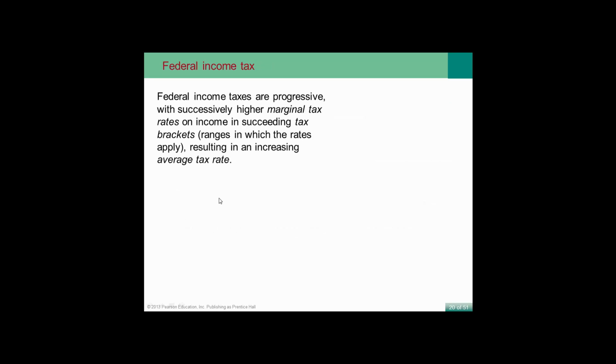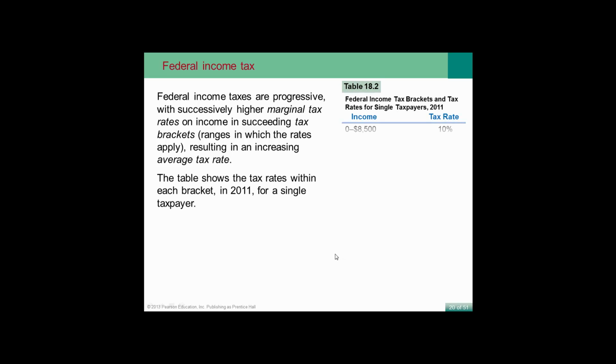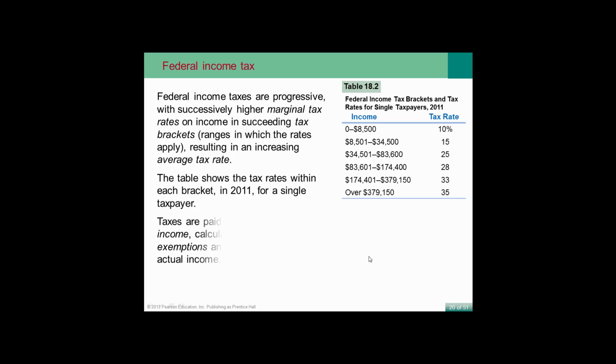Federal income taxes are progressive, with successively higher marginal tax rates on income that exceeds certain tax brackets. Next to this is the 2011 tax bracket for a single individual. So we have tax rates in 2011 of 10%, 15%, 25%, 28%, 33%, and 35%. Taxes are paid on adjusted gross income, calculated by subtracting exemptions and deductions from your actual income.